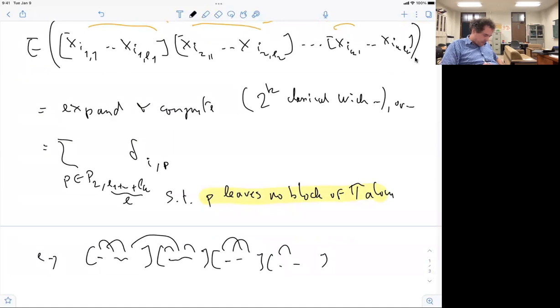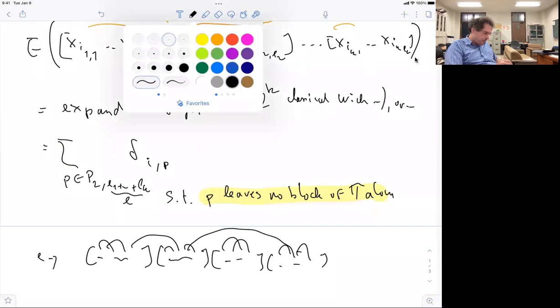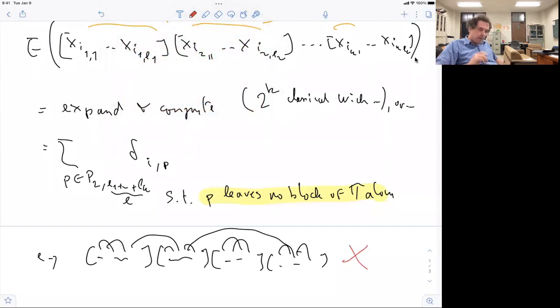Oh, and this one actually I'm going to refuse it. Maybe, okay, let me just do even that way. So here that's a partition, okay? And this one is going to be refused. It's going to be refused because it leaves this block alone. There is one block which does not interact with the others.